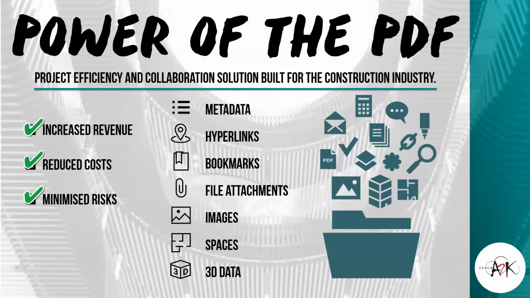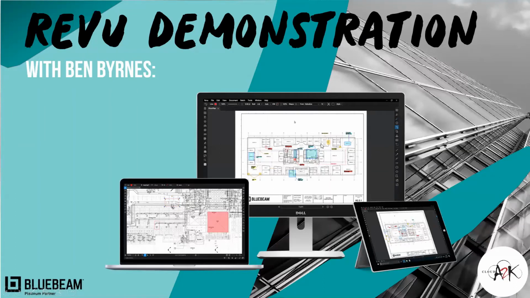With a PDF, it does contain all the metadata. So there's a lot of things you can put in a PDF. It is not just documentation software. You can host hyperlinks, bookmarks, file attachments, images, spaces, and 3D data as well. So what a lot of people do is they actually put in the file attachment. So if there is a toolbox you're using a lot, you can attach that file and that tool set into the actual PDF itself for use. So now we'll go into the demonstration.